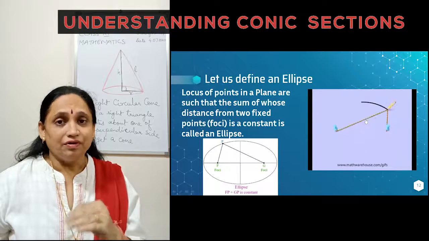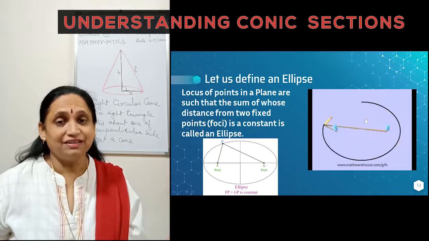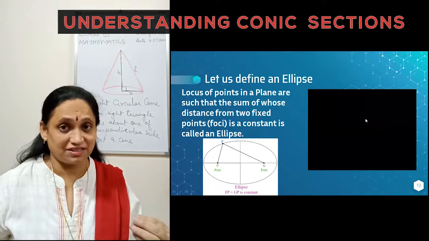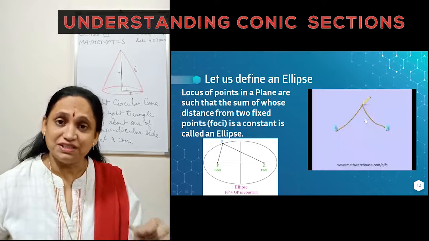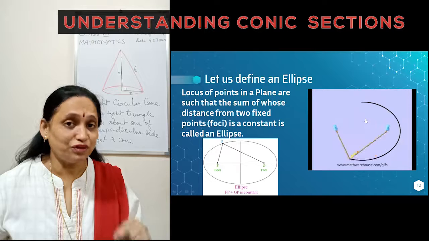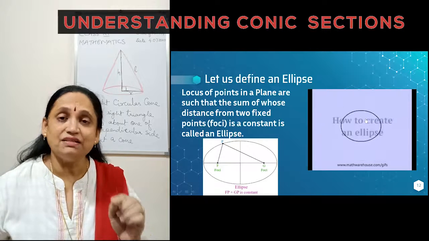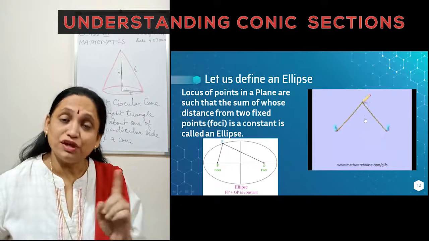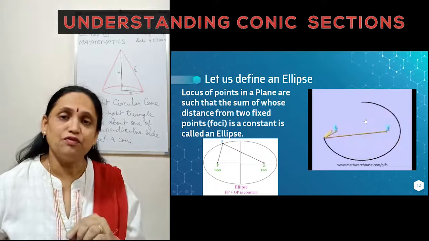So how do we define it then? The locus of all the points in a plane such that the sum of the distances from 2 fixed points is a constant is called an ellipse. The 2 fixed points are called foci.